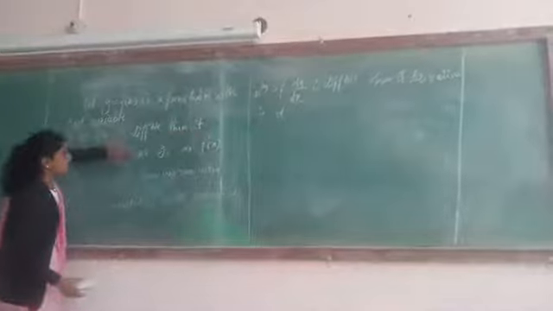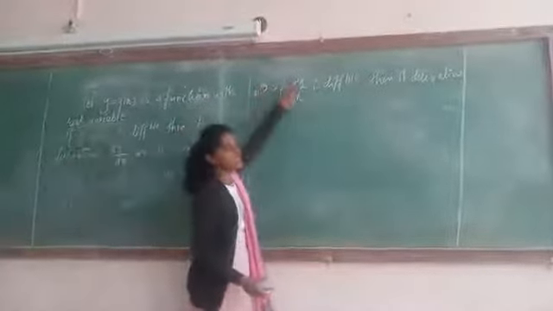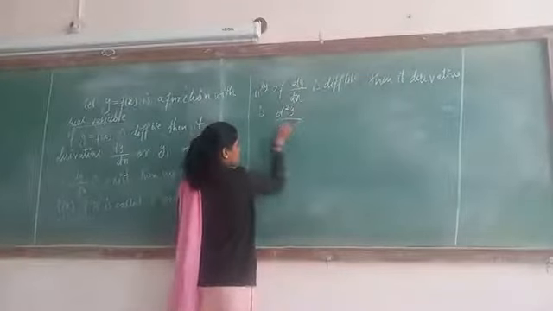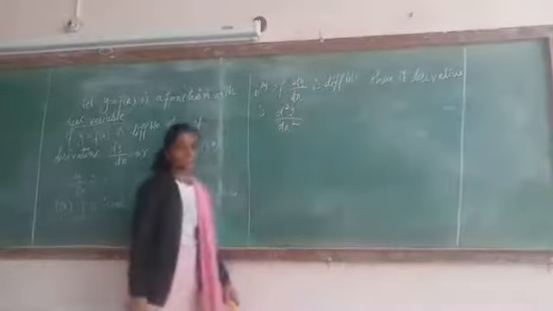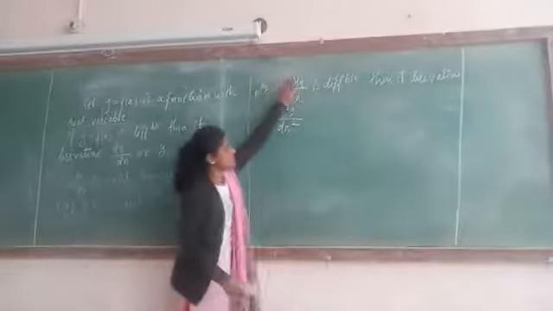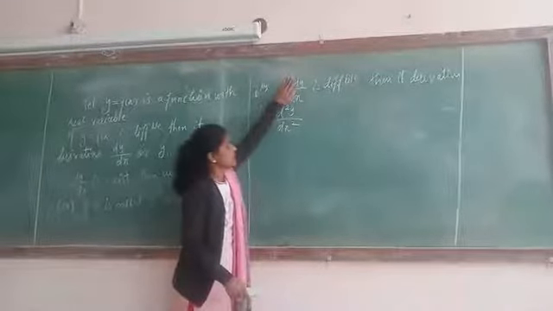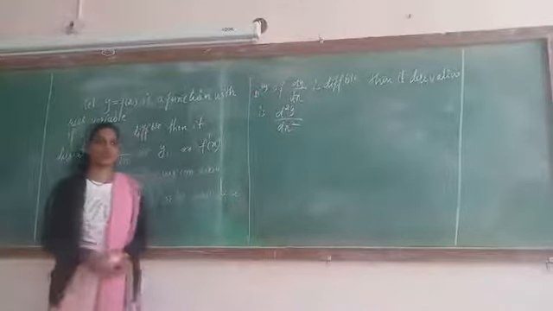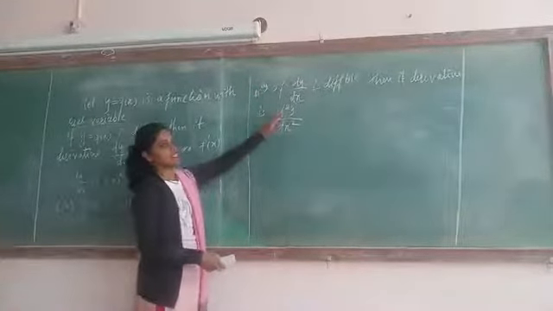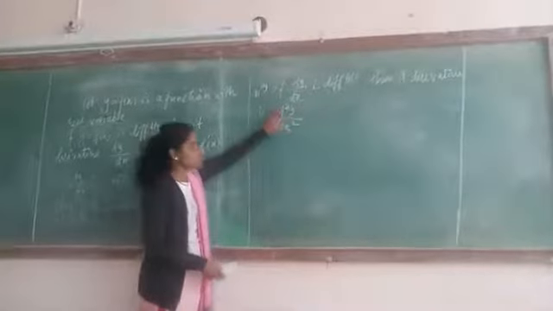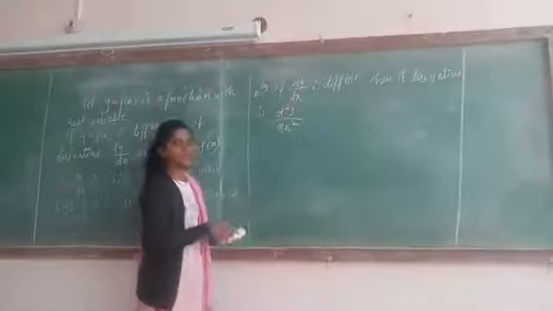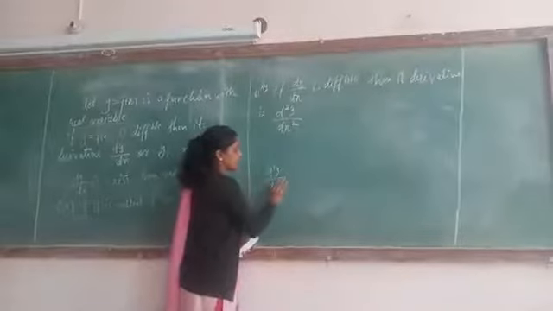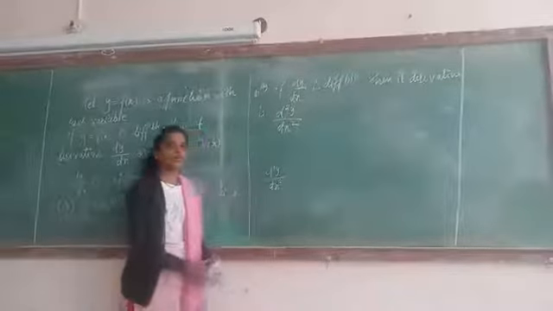Now see, if you differentiate this dy by dx, we will get the second order derivative, that is d square y by dx square. If this is differentiable, then its derivative is d square y by dx square. Again, this is the second order derivative. If you differentiate d square y by dx square, we will get the third order derivative, that is d cube y by dx cube.